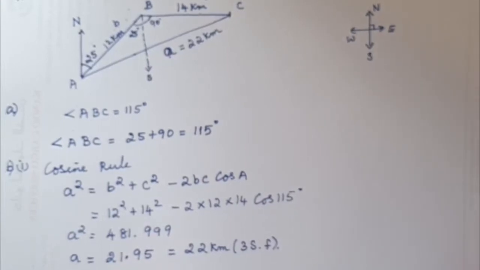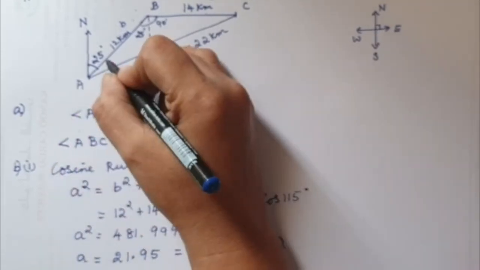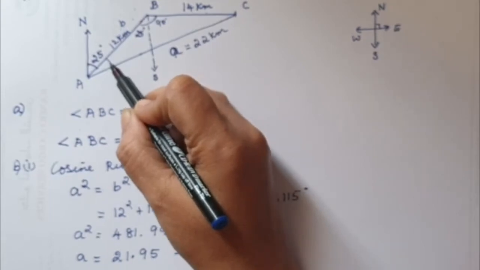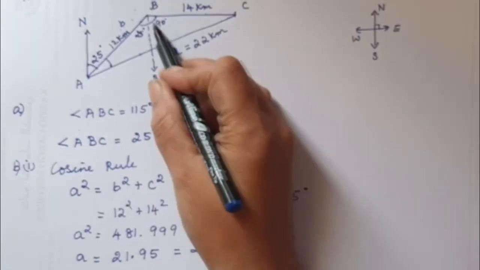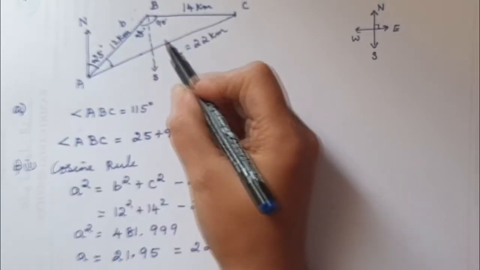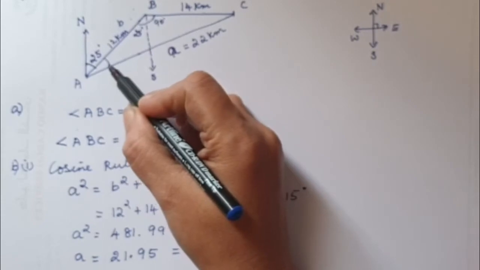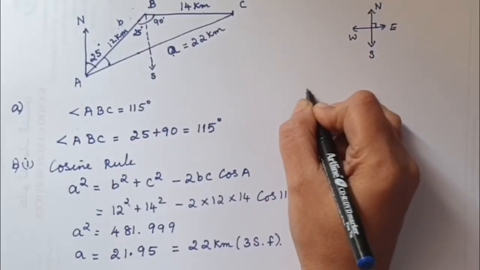Our second part of the question is to calculate the angle BAC, this angle. In order to find this angle, the opposite side is known, and this angle and its opposite side are known. So one set of opposite side and angle is known, and the other side is known, so we can find the angle using the sine rule. So B2.